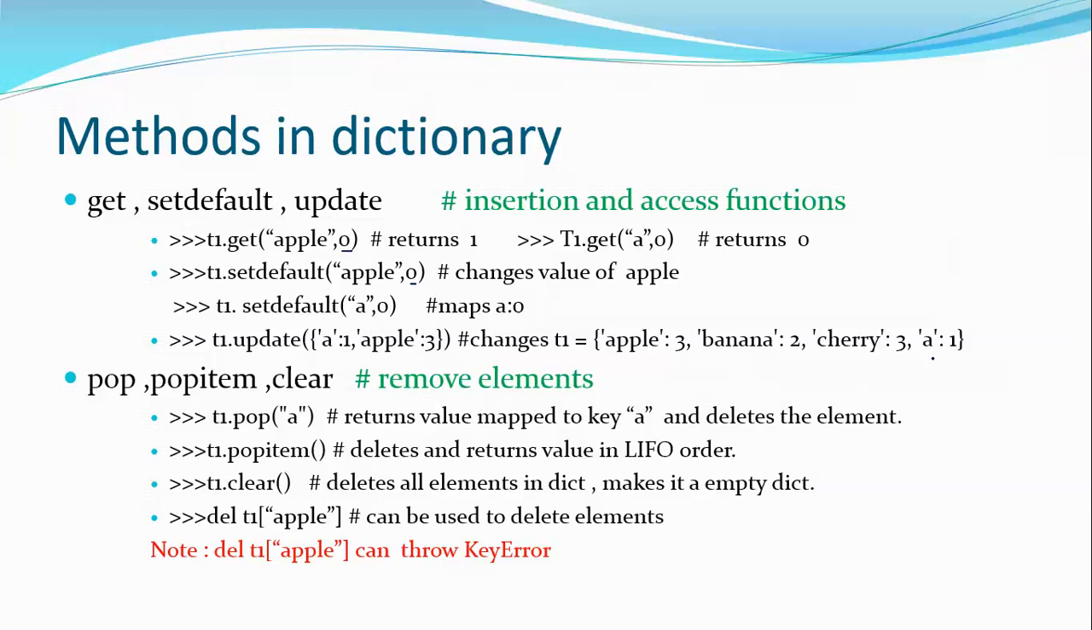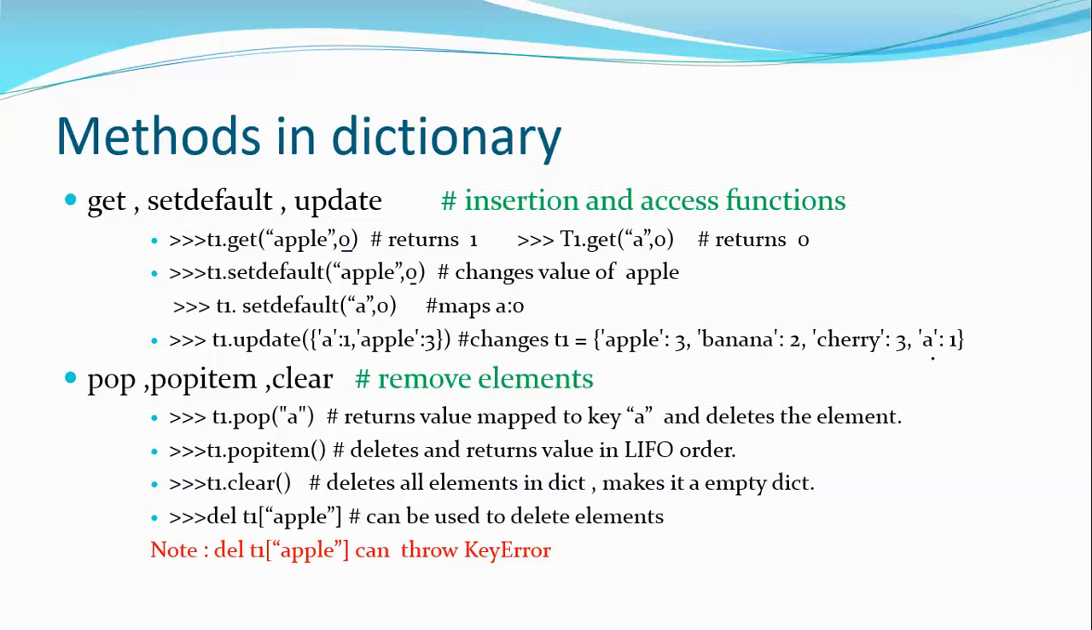So what is LIFO? Last in, first out. Whichever element came last, that element will be deleted first. So the last element you inserted into the dictionary will be popped out. Next, I can also say t1.clear(). What does clear do? It clears all the items in the dictionary and keeps it empty. That is t1.clear().